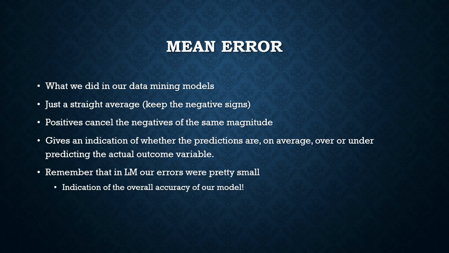But this gives us an indication of whether the predictions in aggregate are over or under our actual values. So how good was our model at predicting our actual values in aggregate? Again, because we're going to add these up, that is probably going to come up with a number that's pretty small. And really what this is telling us is, if it's positive, it means that on average, our model is predicting higher than the actual values. If it's negative, then it's going to show us that our model is predicting lower than the aggregate or average of our actual values.